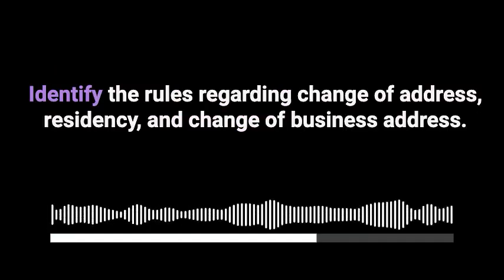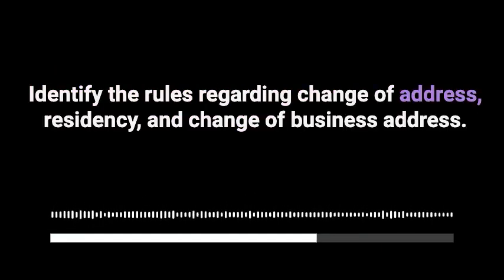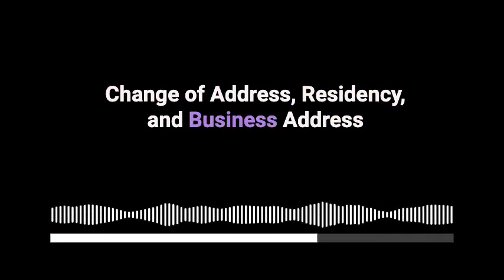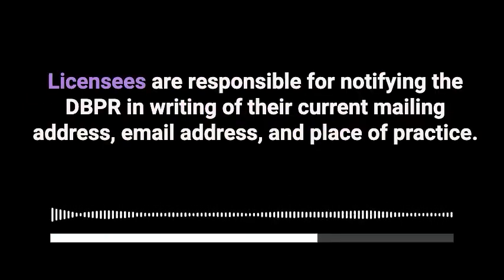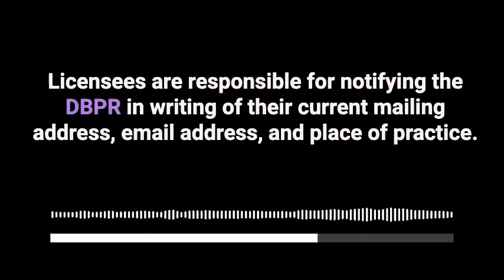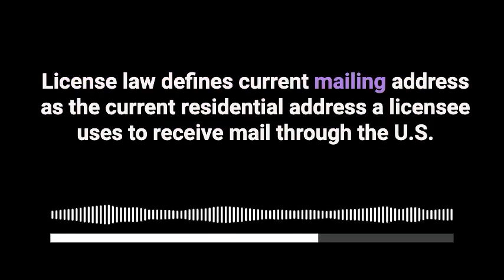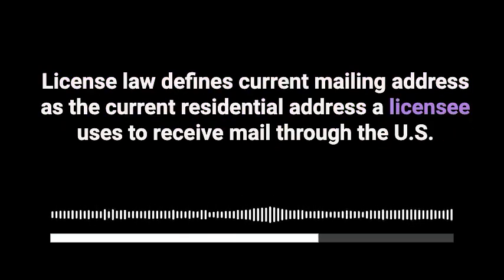Learning objective: identify the rules regarding change of address, residency, and change of business address. Change of address, residency, and business address. Current mailing address. Licensees are responsible for notifying the DBPR in writing of their current mailing address, email address, and place of practice. License law defines current mailing address as the current residential address a licensee uses to receive mail through the U.S. Postal Service.